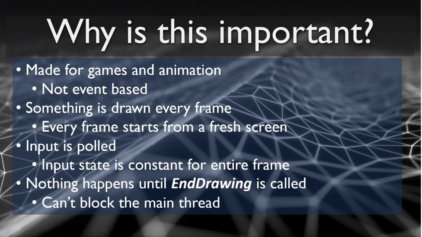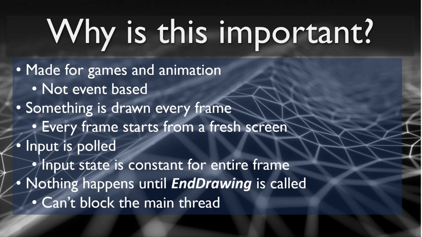So why is this important? The game loop is made for games and animations. It is not event-based. Most normal applications use events, so when the user clicks a button or when the OS tells them to do something, such as a window was resized, an event is given to the application and then the application handles that. With a game, you're always animating things. Something is always being drawn on the screen. So in this case, we're always drawing something every frame, and every frame starts from a fresh screen.